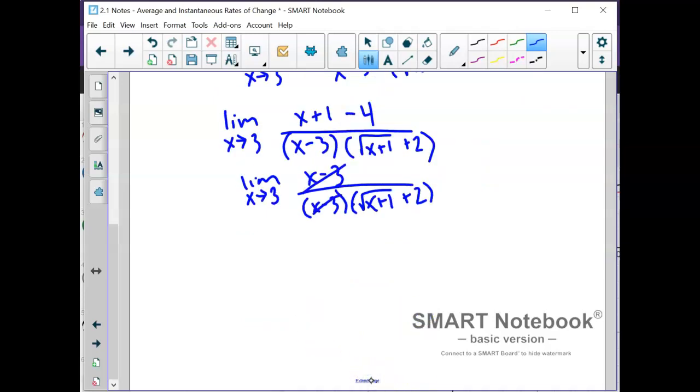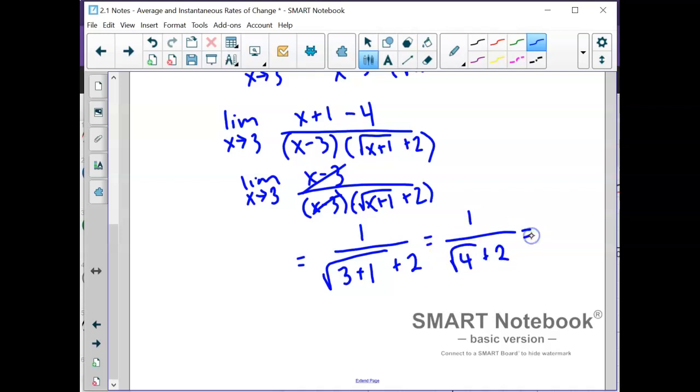And at this point, we can plug in our 3. So we are going to get 1 over the square root of 3 plus 1 plus 2, which is 1 over the square root of 4 plus 2, which is 1 over 2 plus 2, so we get 1/4 as our answer here.